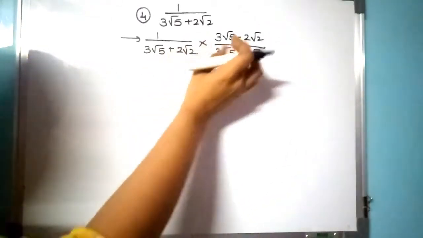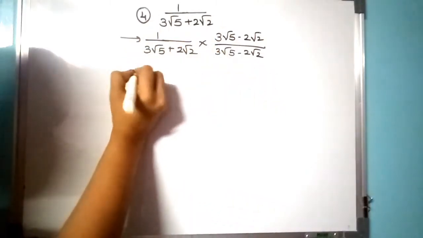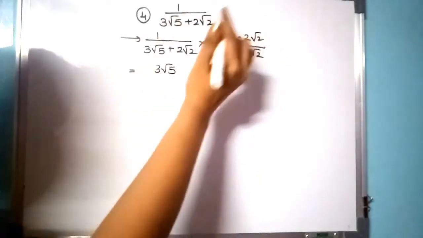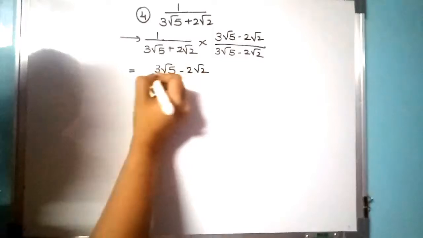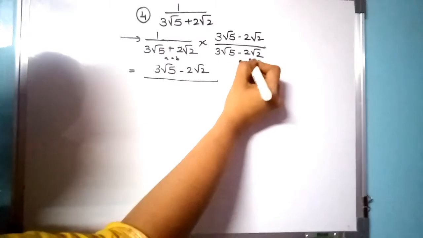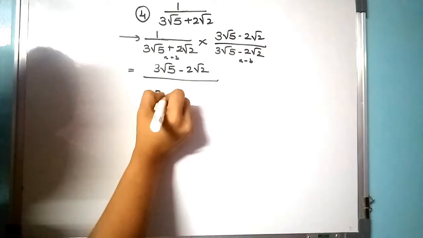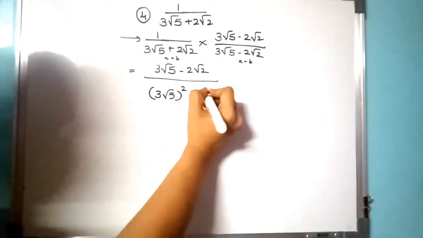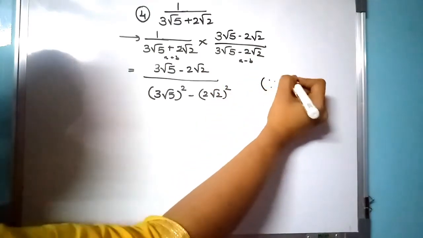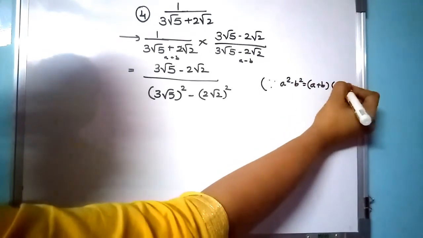Now it is just monomial to binomial, and the denominator is looking like a plus b, a minus b. So multiply 1 into 3 root 5, 3 root 5, 1 into 2 root 2, minus 2 root 2. Again we will follow the identity a square minus b square. So 3 root 5 the whole square, bracket is very important, minus 2 root 2 the whole square. Reason: a square minus b square is equal to a plus b, a minus b.